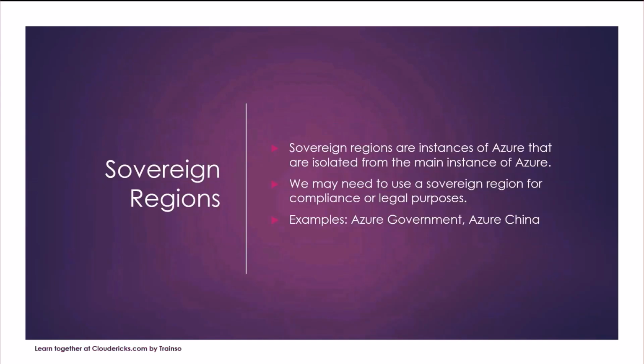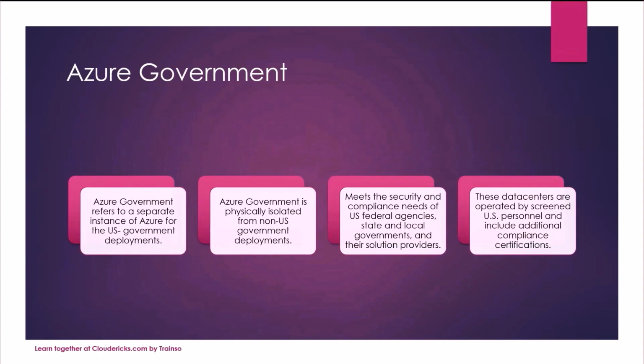Sovereign regions. Sovereign regions are instances of Azure that are isolated from the main instance of Azure. We may need to use a sovereign region for compliance or legal purposes. Examples include Azure Government, Azure China. Azure Government refers to a separate instance of Azure for the US government deployments. Azure Government is physically isolated from non-US government deployments.